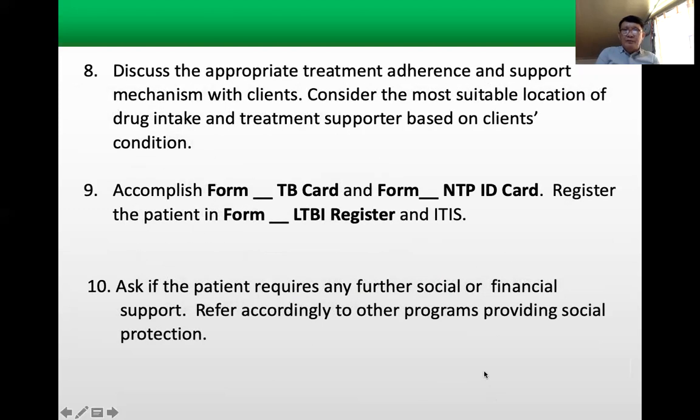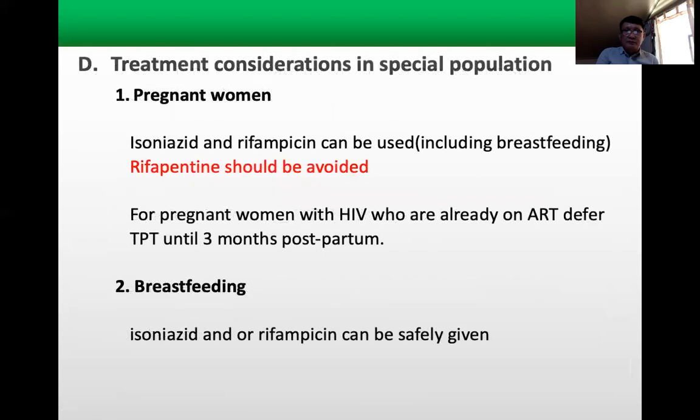Discuss the appropriate treatment adherence and support mechanism with clients. Consider the most suitable location of drug intake and treatment supporter based on client's condition. Okay. Accomplish the TB card, the NTP ID card form, and register the patient in the LTBI register and ITIS. Ask if the patient requires any further social or financial support. Refer accordingly to other programs providing social protection.